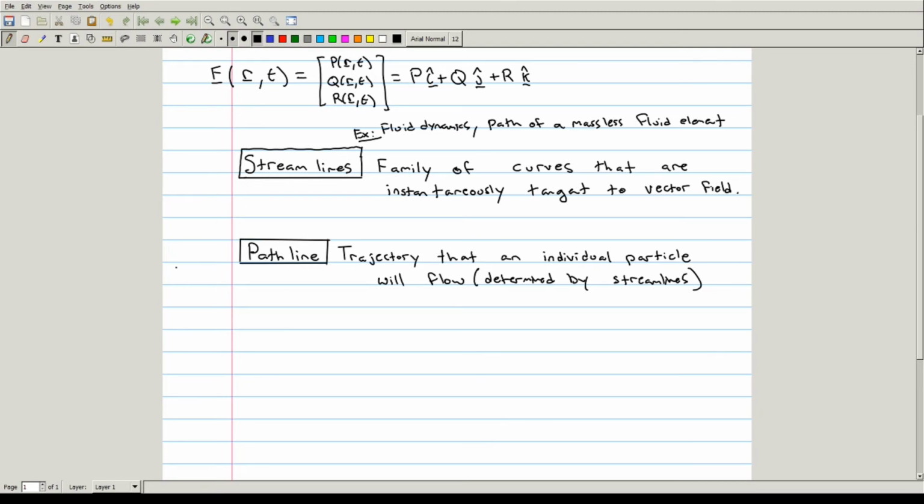So you can think of the path line as, in the fluid dynamics example, the exact path, an exact record of the path that a massive particle, or particle with mass, will take in a given flow field.